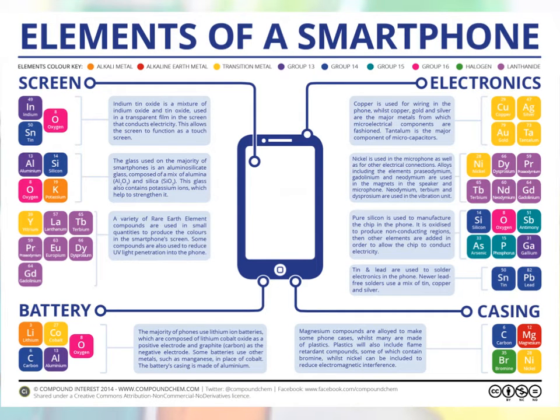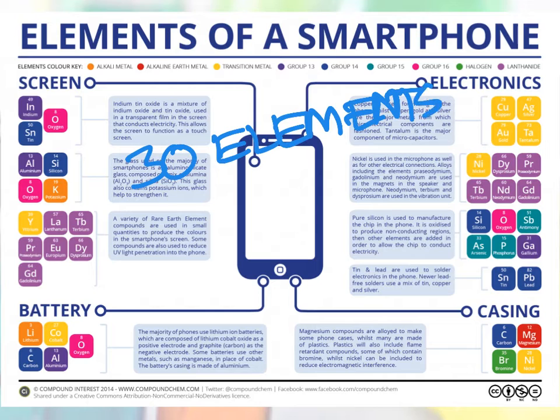Now the answer to the smartphone question is there are about 30 elements. Now let's look at a couple of these things real quick. Here's oxygen. It's found in the battery, the screen, and the electronics. There's some copper, there's some aluminum, gold, some silver.